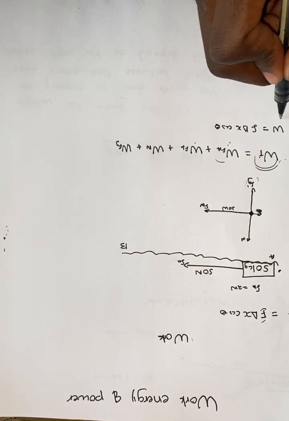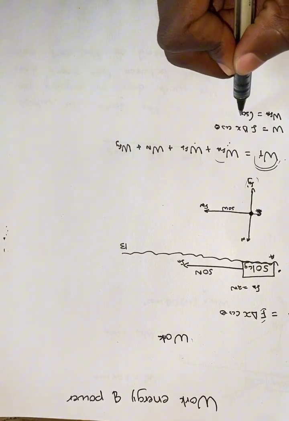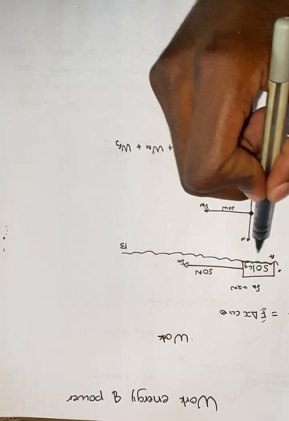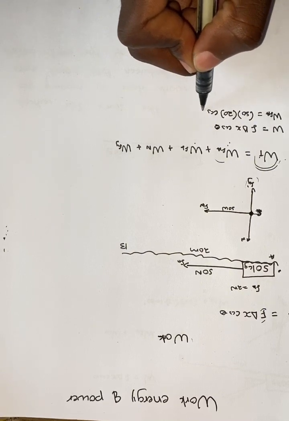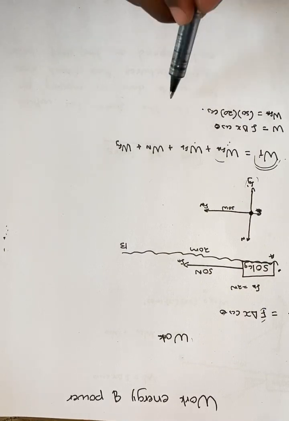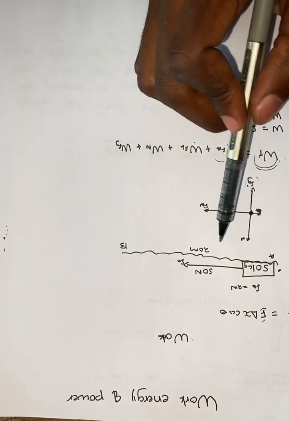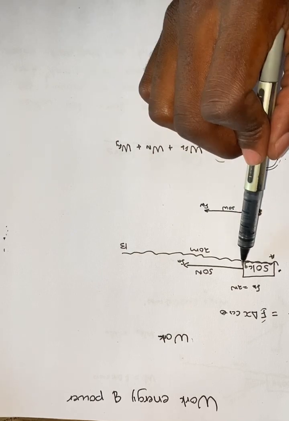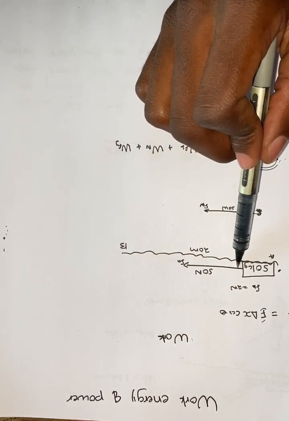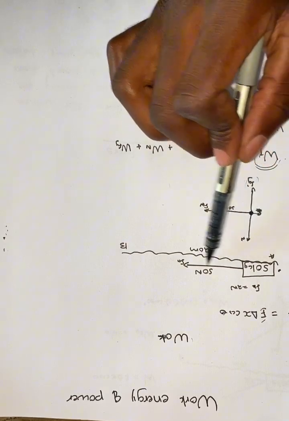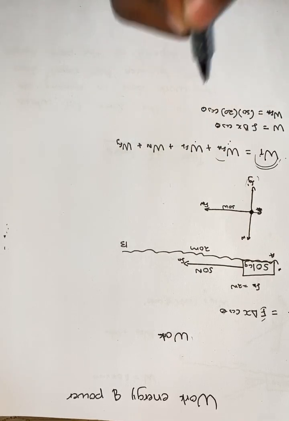Let's start by calculating the work done by the force applied. The magnitude of the force applied is 50 Newton, and the displacement, maybe it will be 20 meters. 20 meters cos theta. Theta is the angle between the displacement and the direction of the force. If you look at this diagram, the force applied acts parallel to the displacement. That means there is no angle between the force applied and the displacement. That means it will be cos 0.